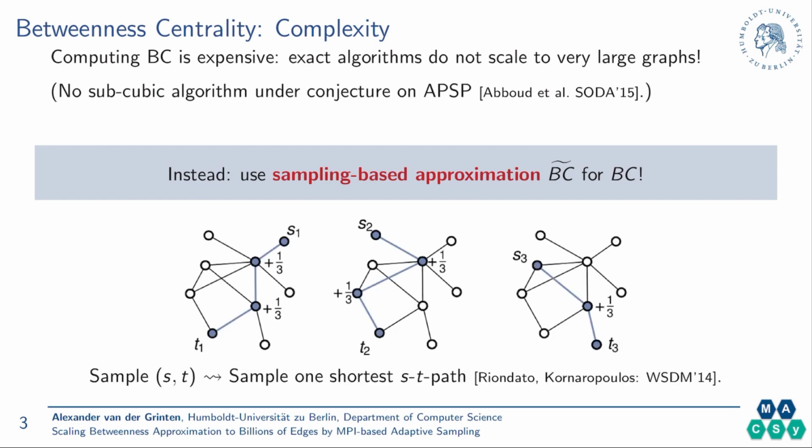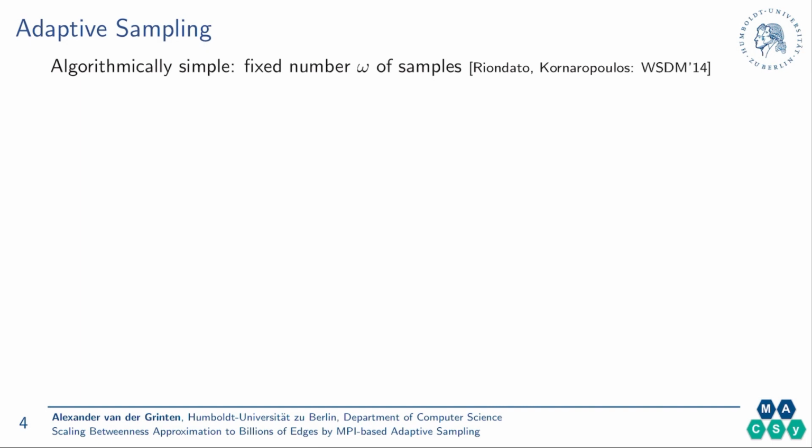First, we sample a number of st pairs, a number of source and target pairs, and then for each st pair, we sample one shortest st path out of all possible shortest st paths. Along this path, we increment the sampled betweenness values by 1 divided by the number of samples that we will take. Now, algorithmically, the simplest thing that we can do is taking a fixed number omega of samples.